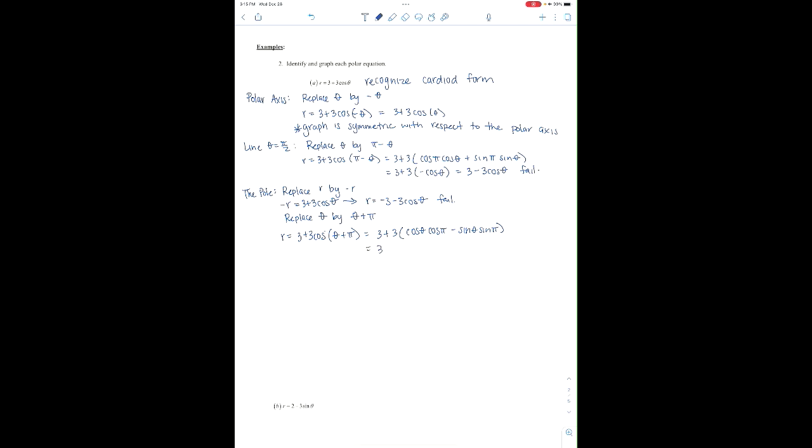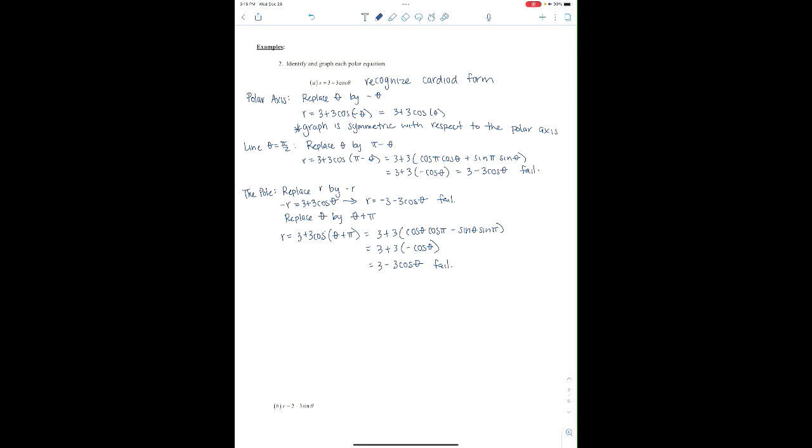This will give us 3 plus 3 times, and cosine of pi is -1, so negative cosine theta, and sine of pi is 0, so -0. This gives us 3 minus 3 cosine theta, which is not our original equation, so it doesn't pass either way. So this is telling us the graph might not be symmetric with respect to the pole either.